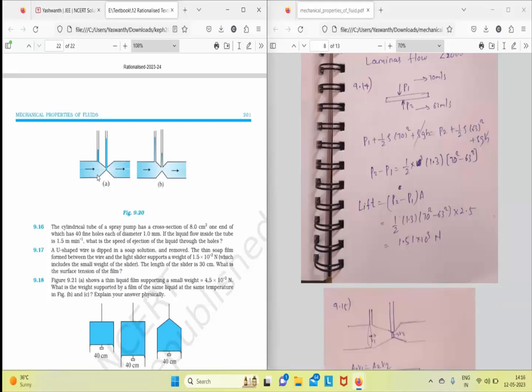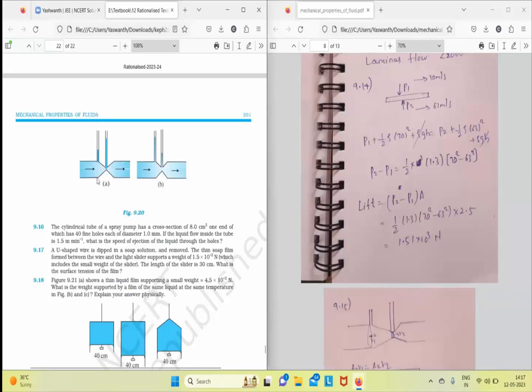As I mentioned, the equation of continuity states that in a tube, the amount of water that travels across a point in unit time will be equal. The volume of water that travels through this point in unit time will be equal to the volume of water that travels through this point in unit time. Area at this point into velocity at this point will be equal to area at this point into velocity at this point.